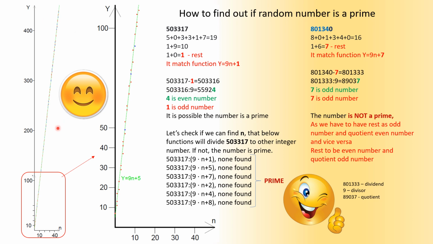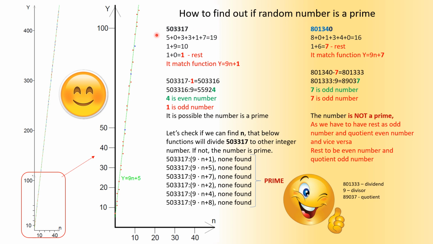As you can see, there's not many of them compared to all the numbers that go to infinity. It means that there's not many to check, to confirm if they are primes or not. Let's take, for example, some number that you would like to check if it's a prime. Let's take a 6-digit one: 503,317.